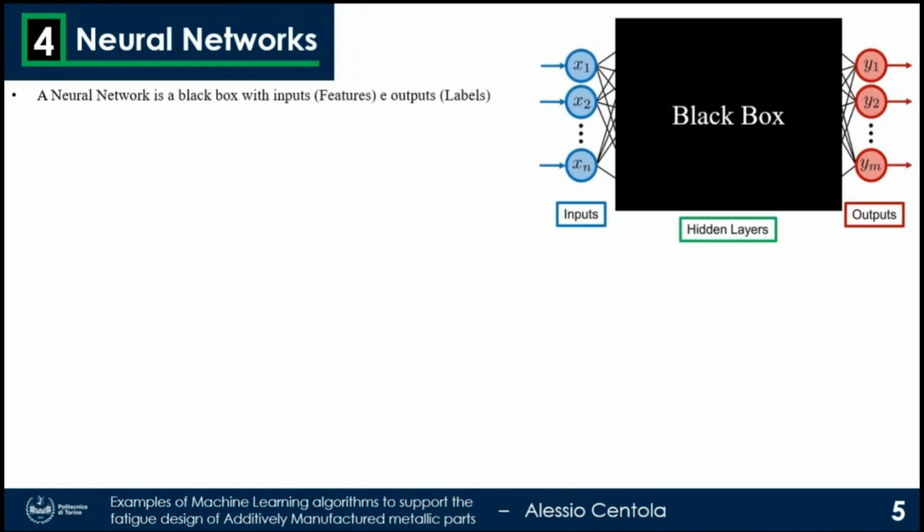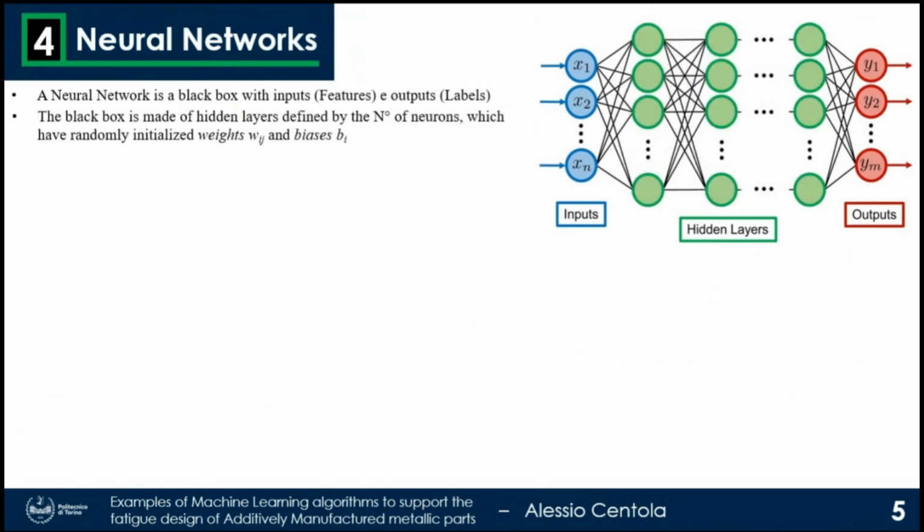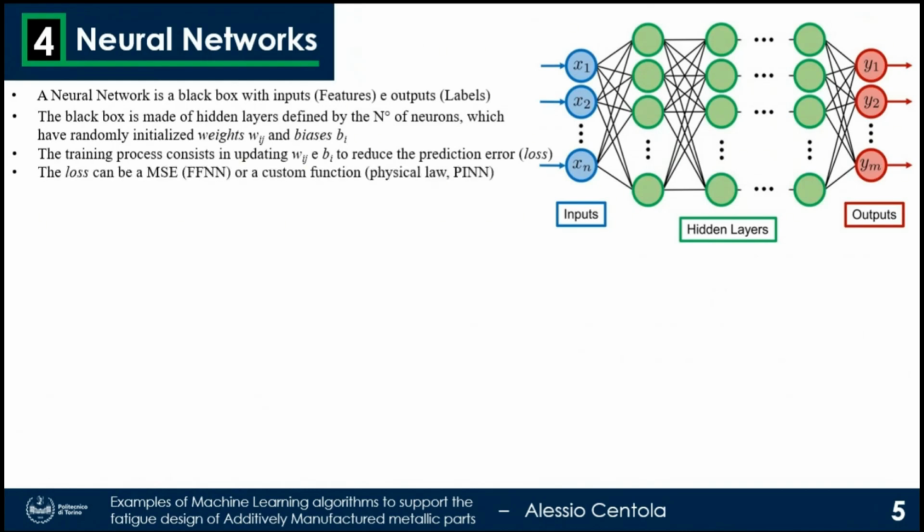As we all know, a neural network is a black box with input features and output labels. But in reality, the black box is made of hidden layers defined by the number of neurons, which have randomly initialized weights and biases. The training process consists in updating the weights and biases to reduce the prediction error. The loss could be either a mean square error, in the case of a feed-forward neural network, or a custom loss function representing an actual physical law, so we have a physics-informed neural network. But both of these networks are deterministic, so once they are trained, they always give a constant prediction.